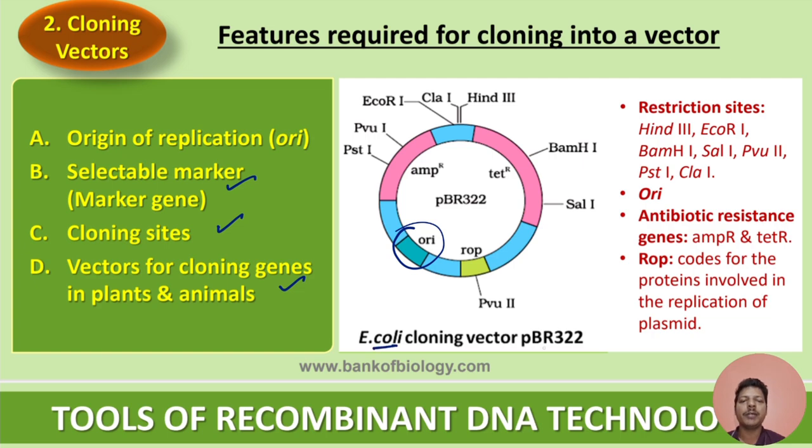Here for E. coli, the cloning vector will be pBR322. Restriction sites are HindIII, EcoRI, BamHI, SalI, PvuII, PstI and ClaI. Antibiotic resistance genes are AmpR, that is ampicillin, and tetracycline. ROP is given here. ROP codes for the protein involved in the replication of the plasmid.